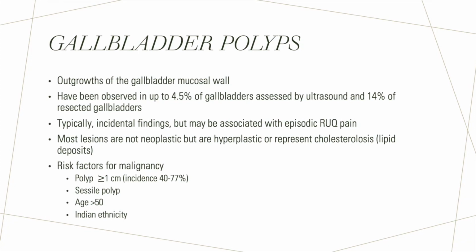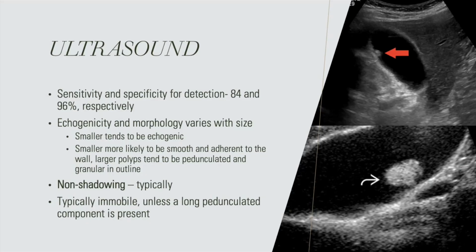So some risk factors for malignancy: if you have a polyp greater than 1 centimeter, the incidence of malignancy is about 40 to 77%. Sessile polyps, age greater than 50, and Indian ethnicity. So here we have a couple of images that we would see on ultrasound. Ultrasound itself is about 84% sensitive and 86 to 96% specific for detection of gallbladder polyps.